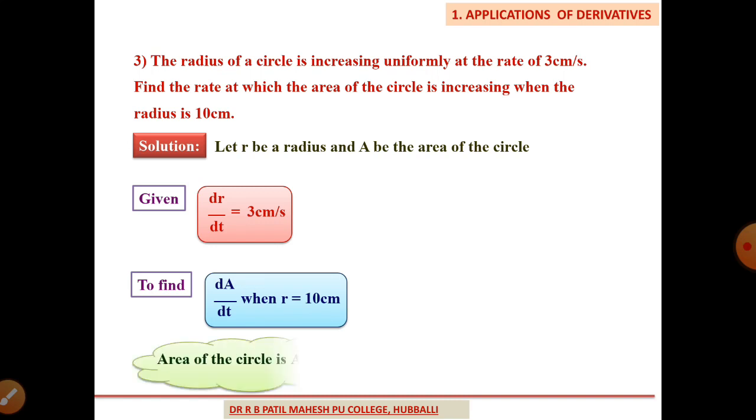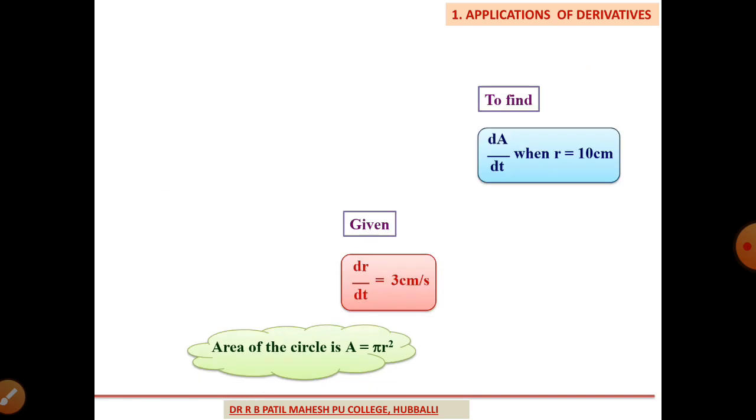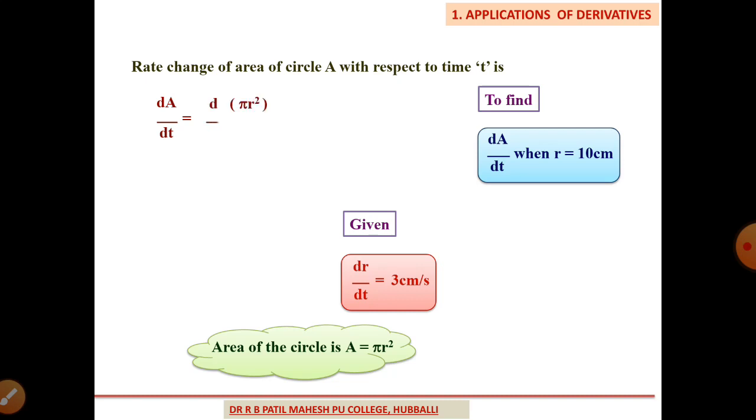So first you can start with the formula, that is the area of the circle, A equal to pi r square. Next, by using that formula, you have to differentiate with respect to t. The rate of change of area A with respect to time t is given by dA by dt equal to, on the right hand side, pi is a constant term as it is, and you can take the derivative of pi r square and then simplify.